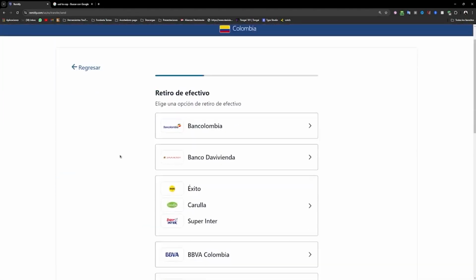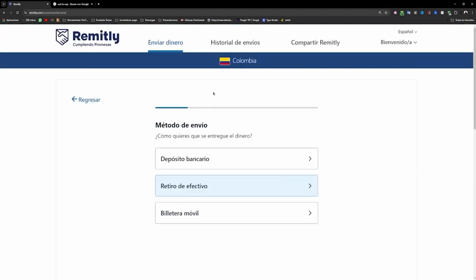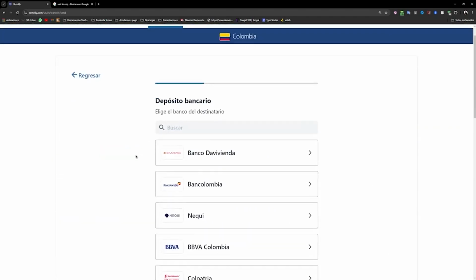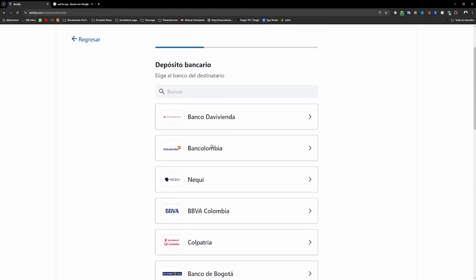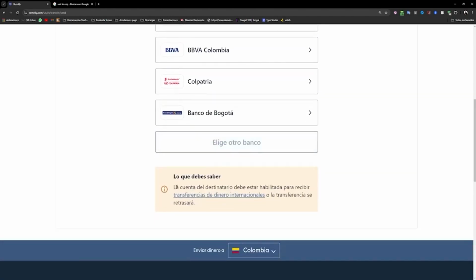For cash pickup, it applies to banking agents or locations such as the checkout of an Éxito, a Carulla, or a Super Inter. This is specifically for Colombia, and it is important to remember that it varies for each individual country. Lastly, a bank deposit is for when we wish to send money directly to a person's savings account. Now this has a minor asterisk, which is specifically mentioned here, that the recipient's account must be enabled to receive international money transfers, or the transfer will be delayed. It doesn't state it here, but it could also be rejected, which becomes a hassle to retrieve the money back.